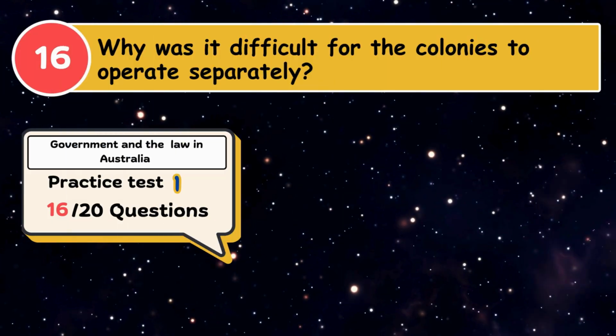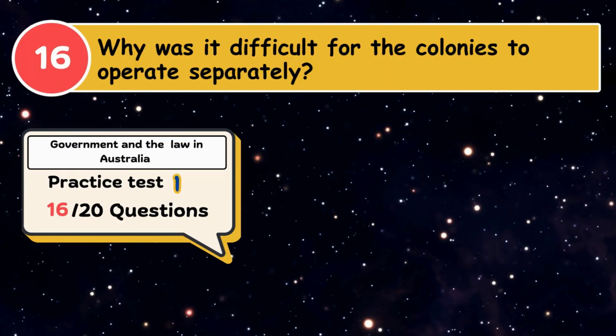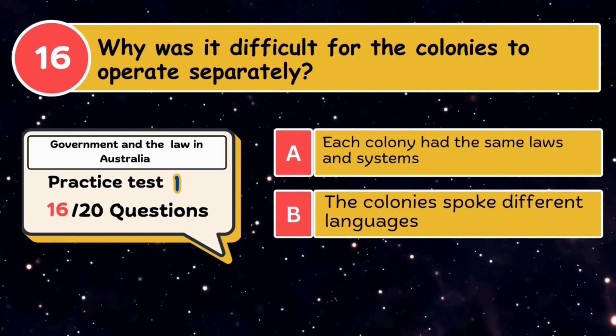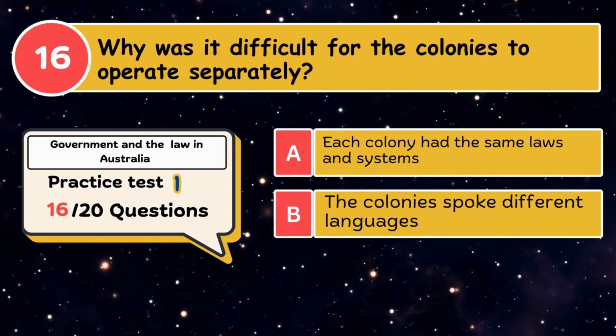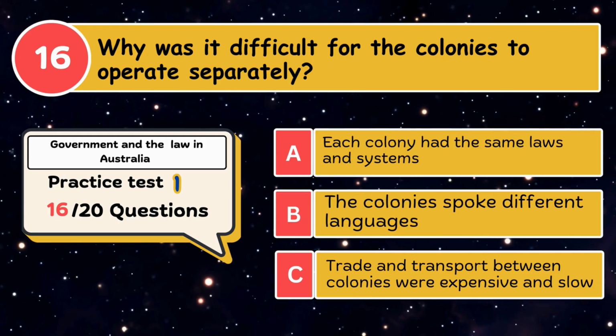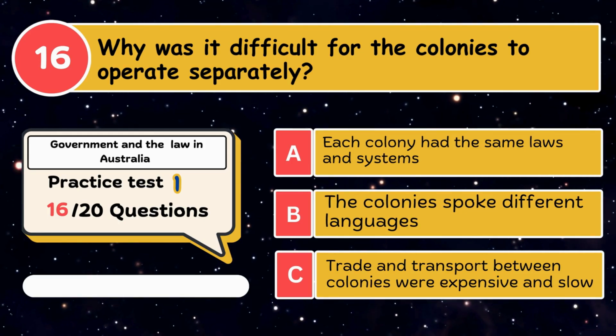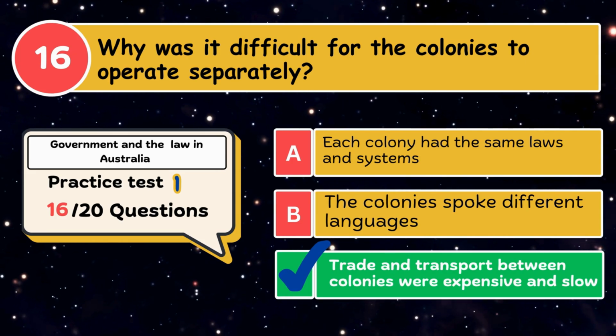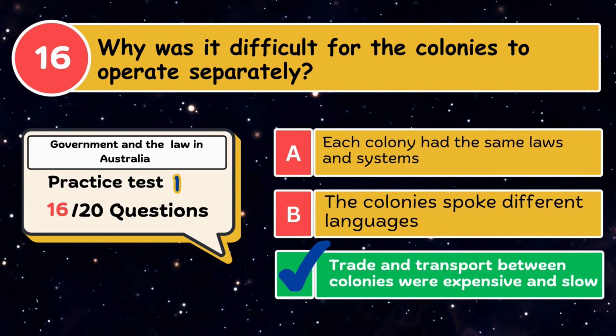Why was it difficult for the colonies to operate separately? A. Each colony had the same laws and systems. B. The colonies spoke different languages. C. Trade and transport between colonies were expensive and slow. The correct answer is trade and transport between colonies were expensive and slow.